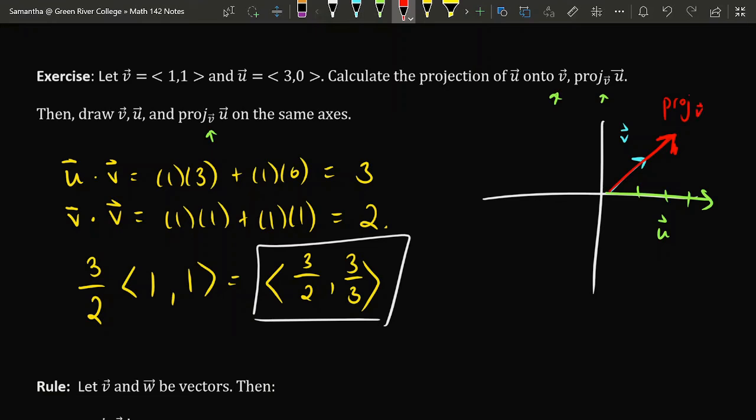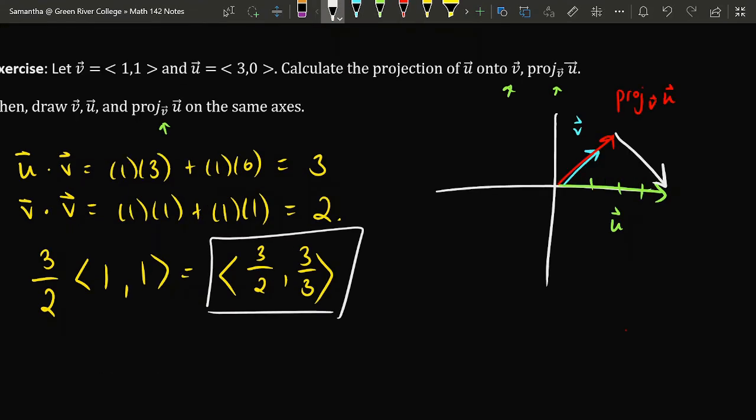The projection onto v of u. This is the portion of u which lines up with the vector v. Now the projection is used to break a vector down into parts. For example, here we can break the vector u down into 2 parts.